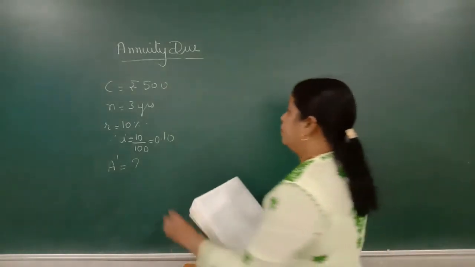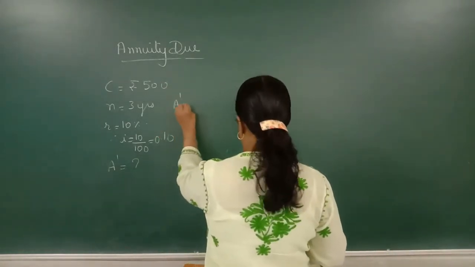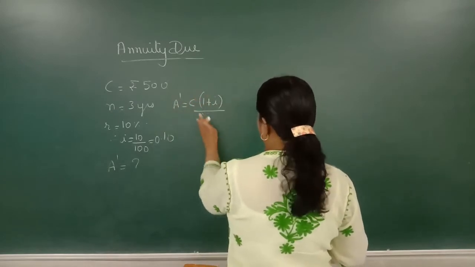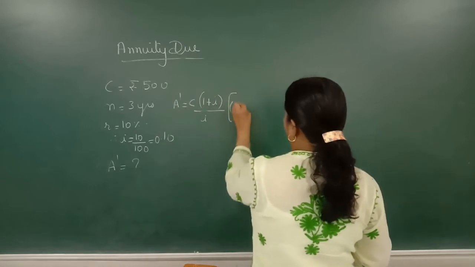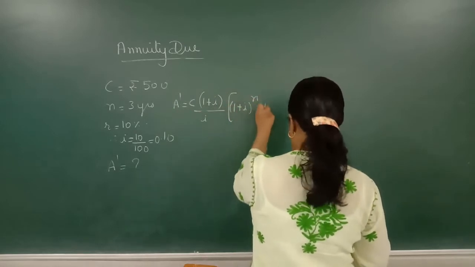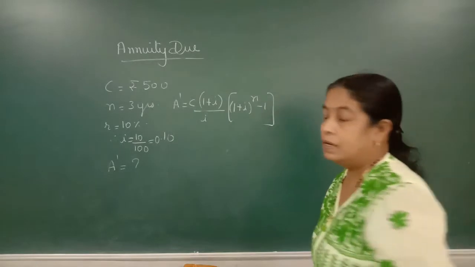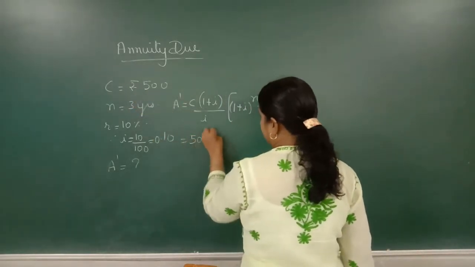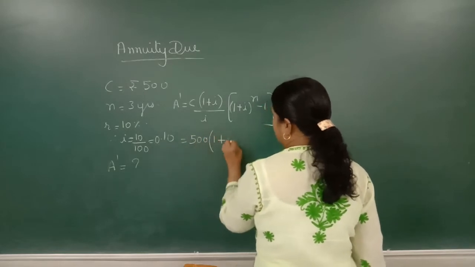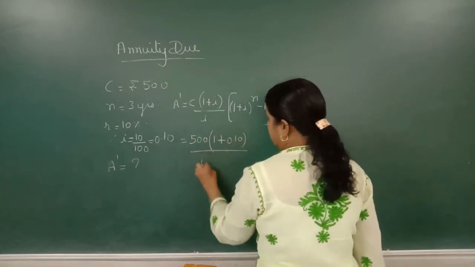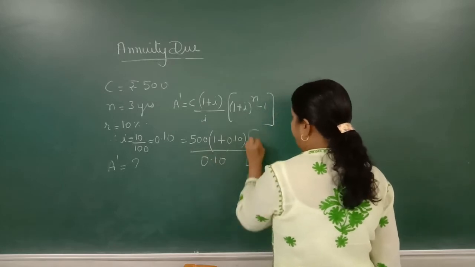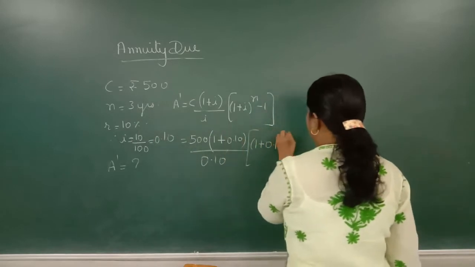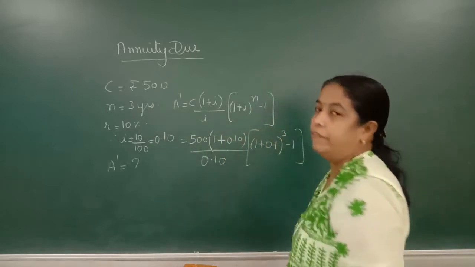Now we'll put the formula. A dash is equal to C into bracket 1 plus i upon i, into bracket 1 plus i to the power n minus 1, is equal to C means 500, 1 plus i means 1.10 upon 0.10, into bracket 1 plus 0.1 to the power n means 3, minus 1. Now let's simplify this.